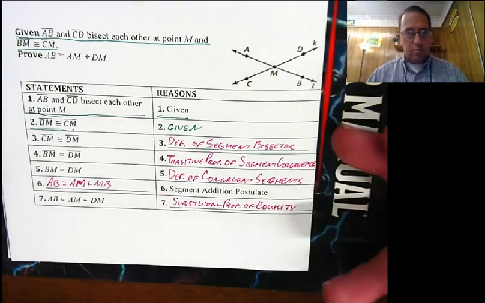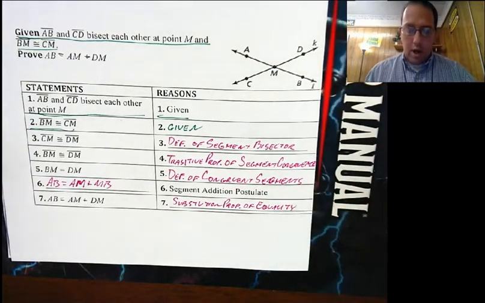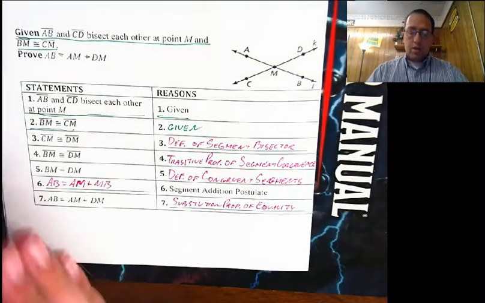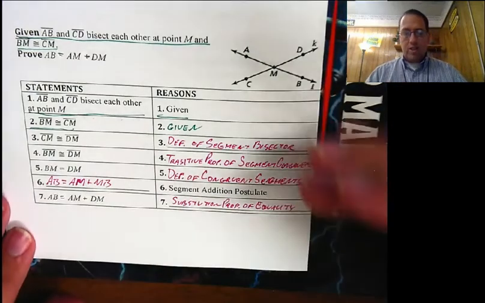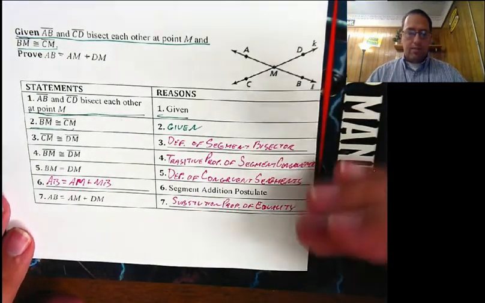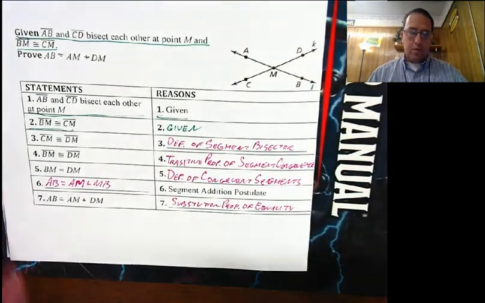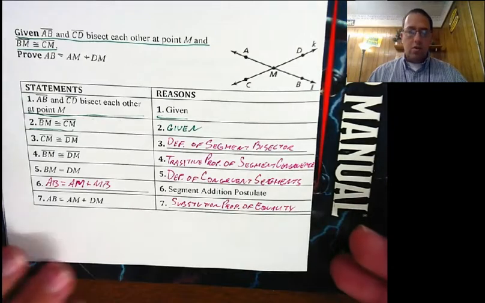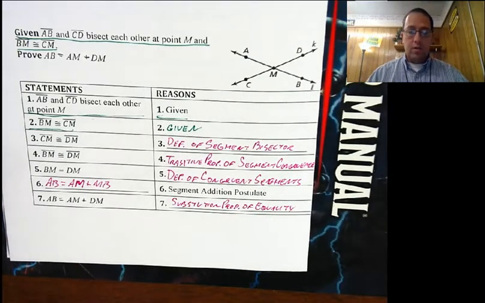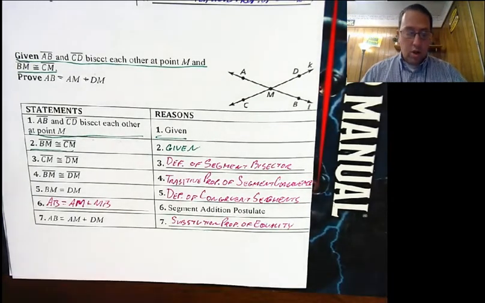Again, I didn't use the word prove. Don't do that. So there it is. You have statements, and reasons to back up your statements step by step. Always have a definition or a postulate. So there it is. Hopefully this is starting to make some sense.